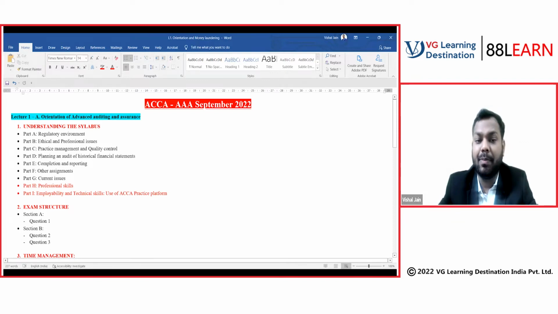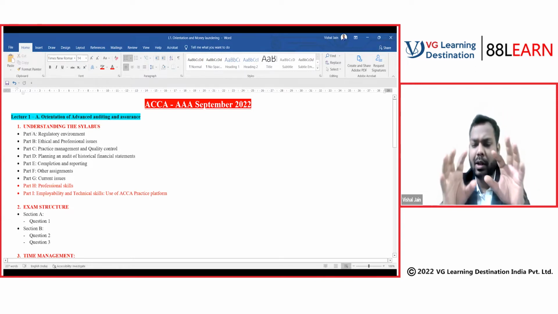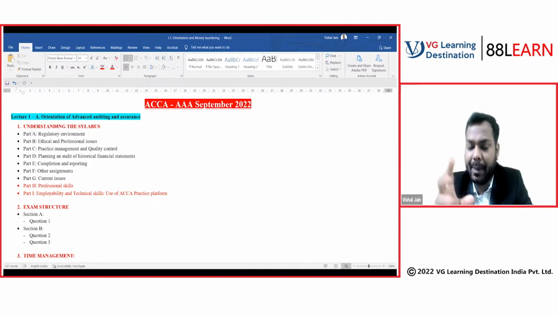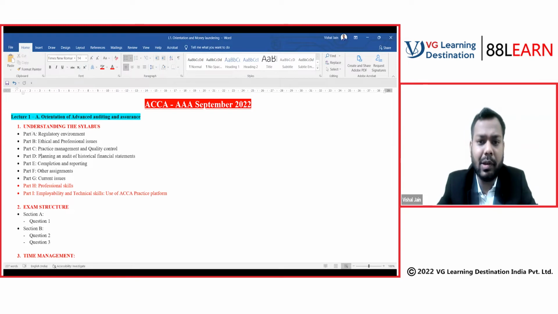Now comes part D, that is planning and audit of historical financial statements. See what happens in part A: you understand what the audit firm is surrounded by. I'll explain it graphically so that it will help you in better understanding. Just give me a minute, please.